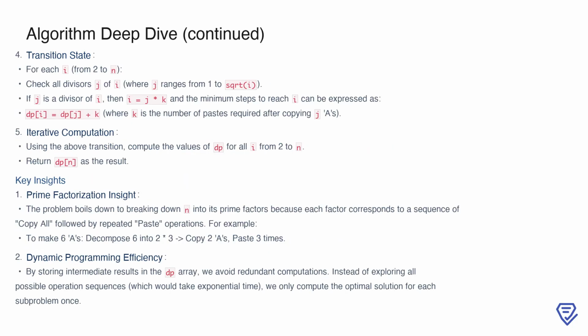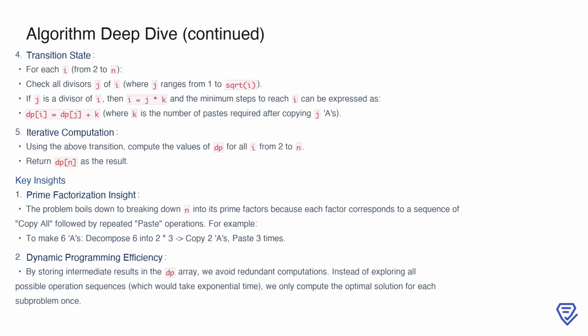To compute the values of dp[i], we use a transition. For each number i from 2 to n, we identify all its divisors, j, up to the square root of i. If j is a divisor, then i can be expressed as j times k, where k represents the number of repeated paste operations after copying j A's. Using this relationship, we calculate the minimum steps to reach i as dp[i] equals dp[j] plus k. This approach ensures that we account for all possible ways to construct i while minimizing the steps. After defining the transition, we compute the values of dp iteratively for all numbers from 2 to n using this formula. The result, dp[n], gives us the answer.